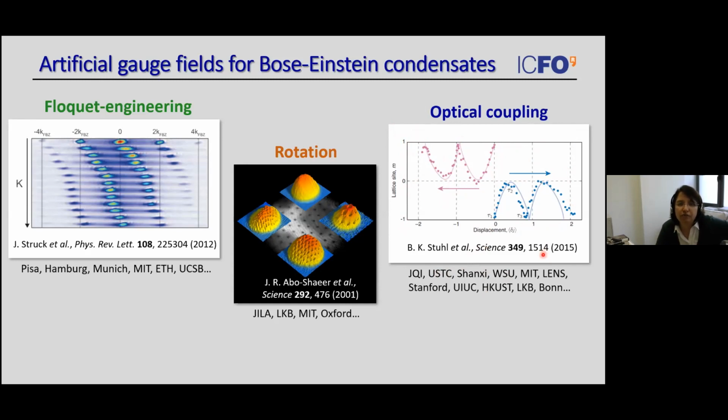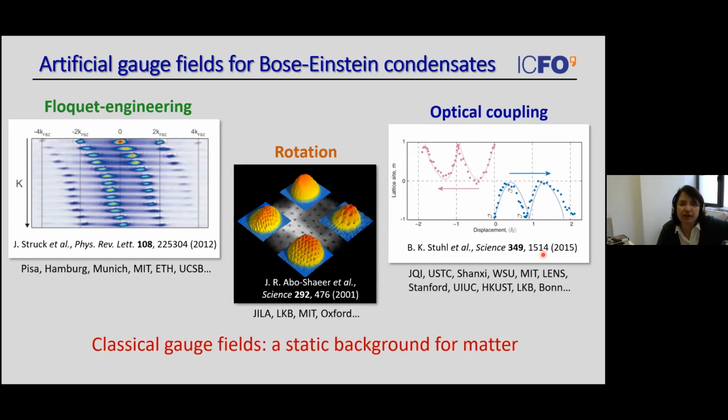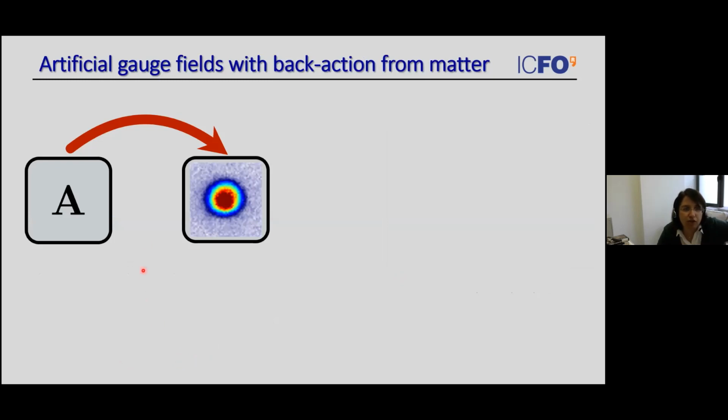So one common thing of all these experiments is that these gauge fields that you engineer for your atoms, they are classical. So they really constitute a static background for the matter that you put in there. So basically, you can think of these experiments in the following way. So you take your favorite technique. So it can be rotation, it can be shaking your lattice, it can be optical coupling, and you engineer a vector potential. And then if you time change this vector potential, you get electric fields. If you just change it in space, you can get magnetic fields. But basically, this vector potential or these gauge fields, they act on matter.